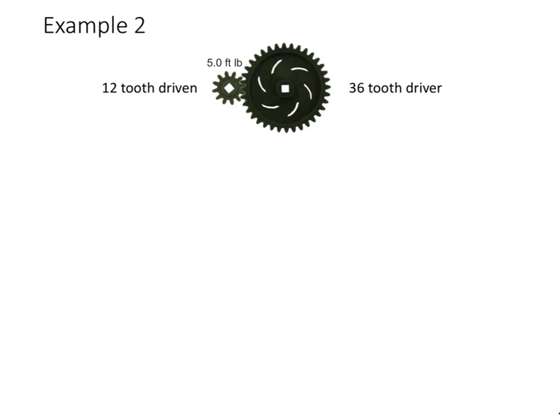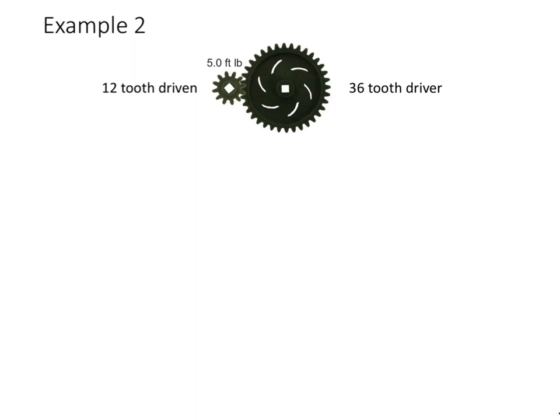Now let's look at this second example. I still have a 12-tooth gear and a 36-tooth gear. But this time I have as my driver gear the large 36-tooth and my driven gear as the smaller 12-tooth. So my in is the larger one, my out is the smaller one. And we're also given that we have 5.0 foot-pounds on the smaller gear, which is our driven.